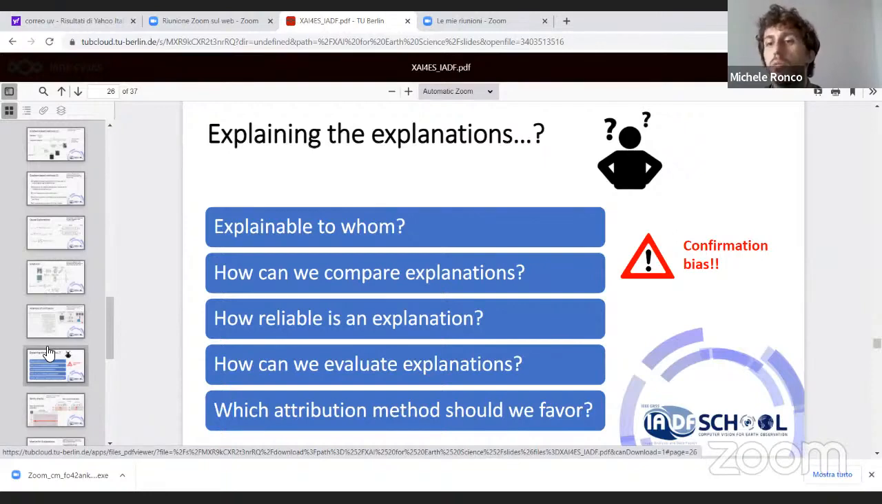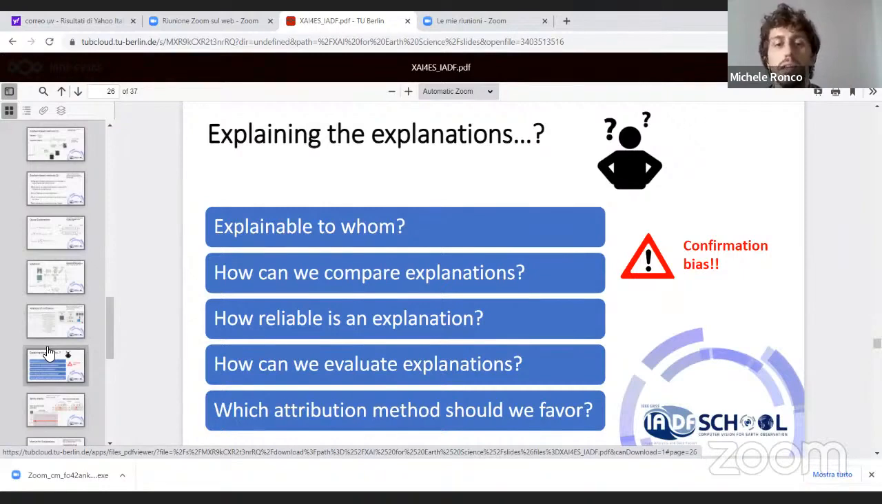So I mentioned two papers, the one by Ancona and this other one I just discussed briefly, which is more recent, by Lundberg, where they try to compare several methods and find similarities and differences among the methods. But once we have two saliency maps coming from two different methods for the same input, for the same model, how do we know which one we should favor, which one is better than the other? And also, how reliable is an explanation?